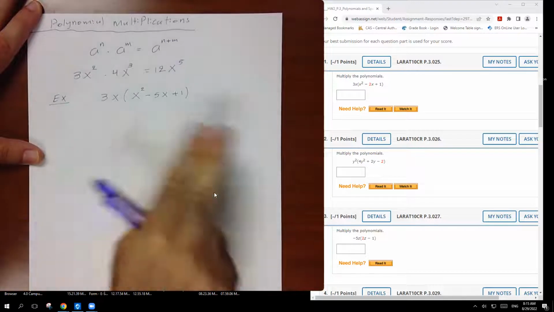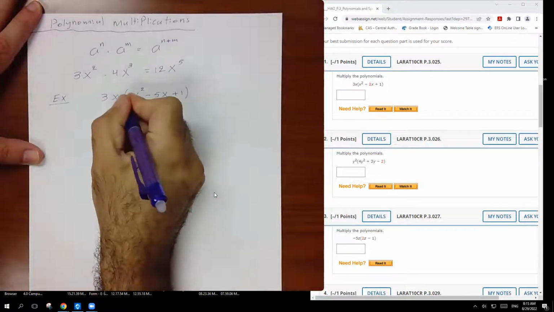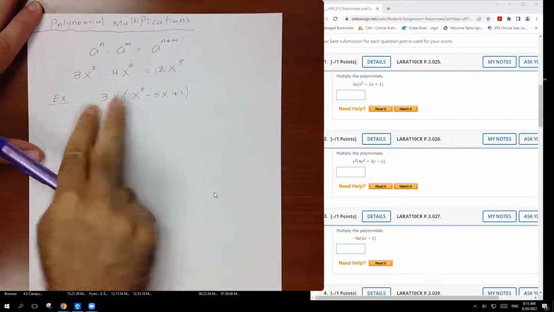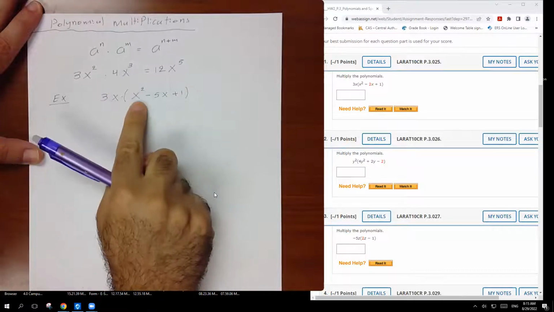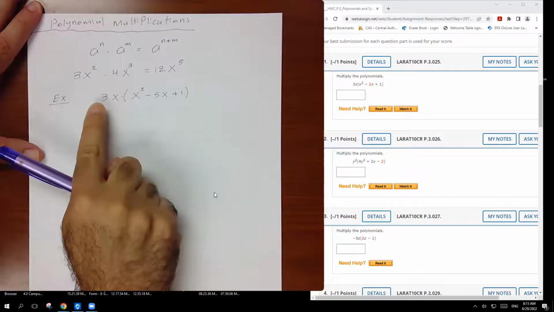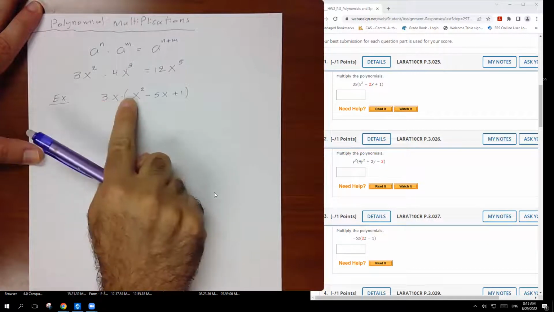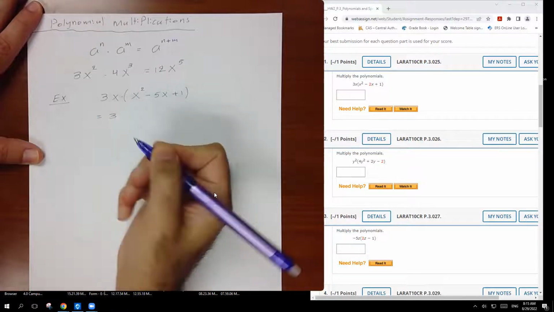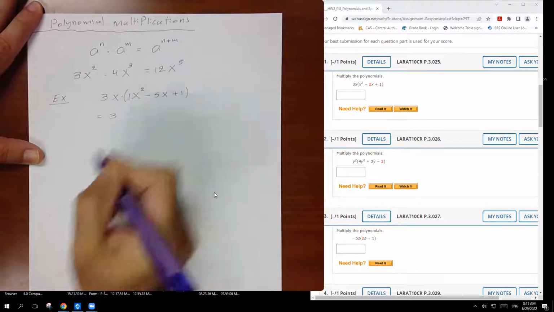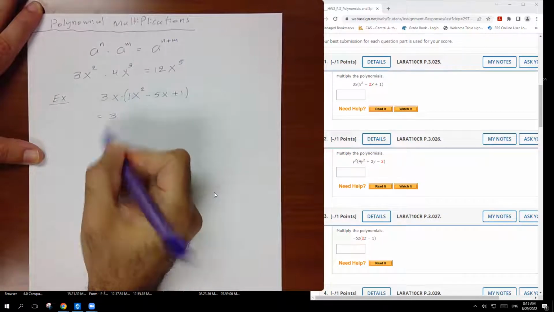That means we're going to distribute because we need to multiply this polynomial with this one. That means I have to multiply 3x times x squared. So first of all, I'm going to multiply the numbers. Here is the invisible one. 3 times 1 is going to be 3.